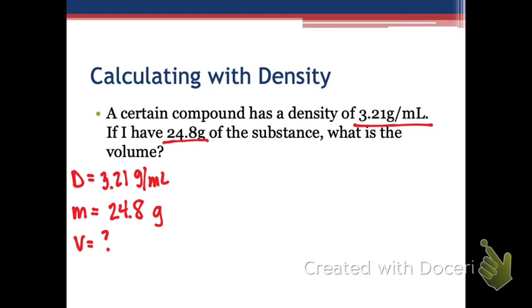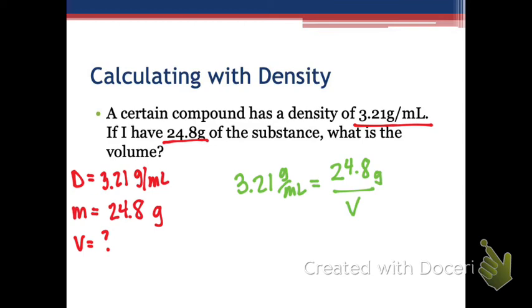Do we feel comfortable knowing that grams is going to be equal to our mass, right? That being able to pick out that number from our problem? It's being measured in grams, so that has to be our mass, okay? So now I'm going to plug that into my equation. Density equals mass over volume, so 3.21 grams per milliliter equals 24.8 over my volume.